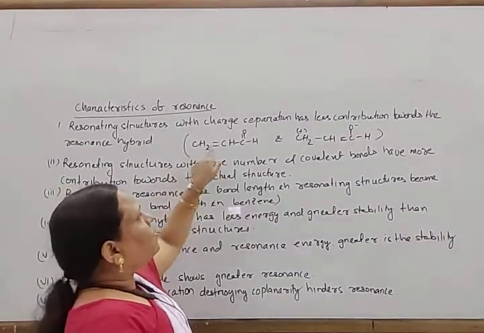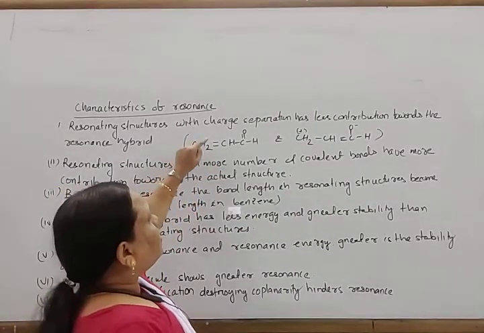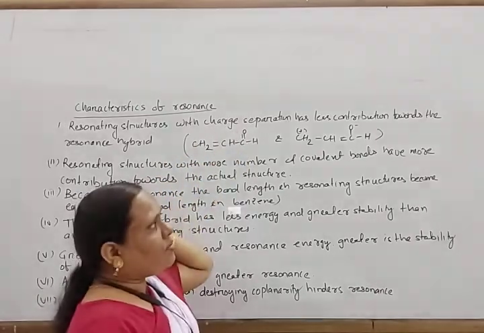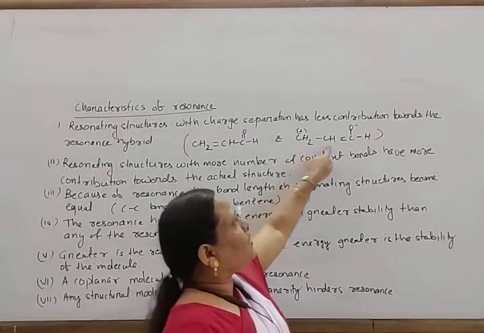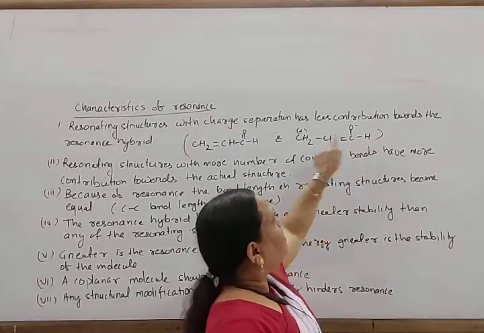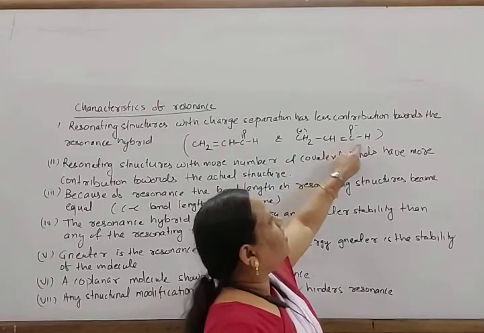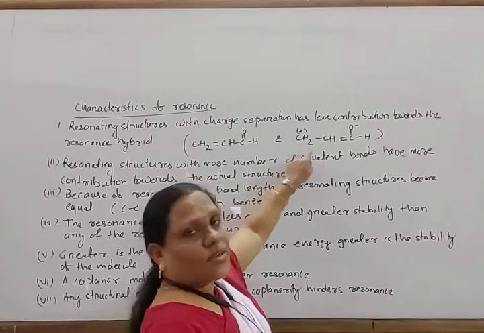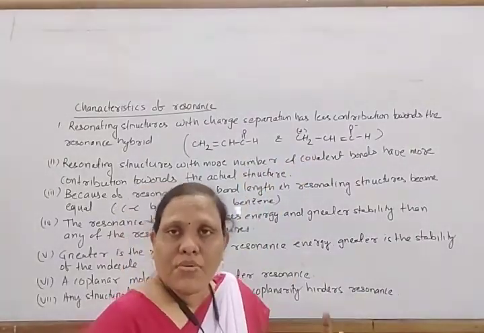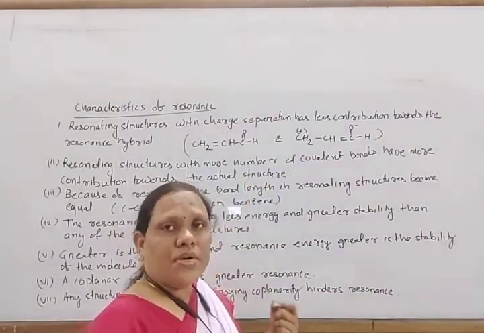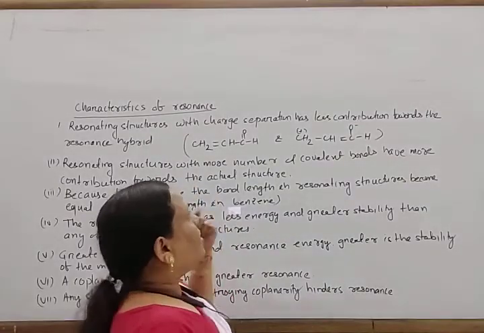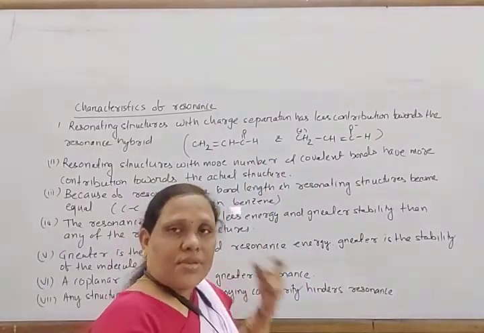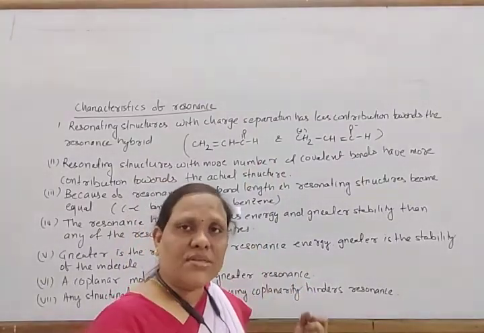Look here, how many covalent bonds? 1, 2, 3, 4, 5, 6, 7, 8, 9 covalent bonds are there, and here 1, 2, 3, 4, 5, 6, 7, 8 covalent bonds. So in this case, this has less contribution than this. More covalent bonds means more contribution towards the actual structure, and the structure without charge separation has more contribution towards the actual structure, meaning that structure is more stable.